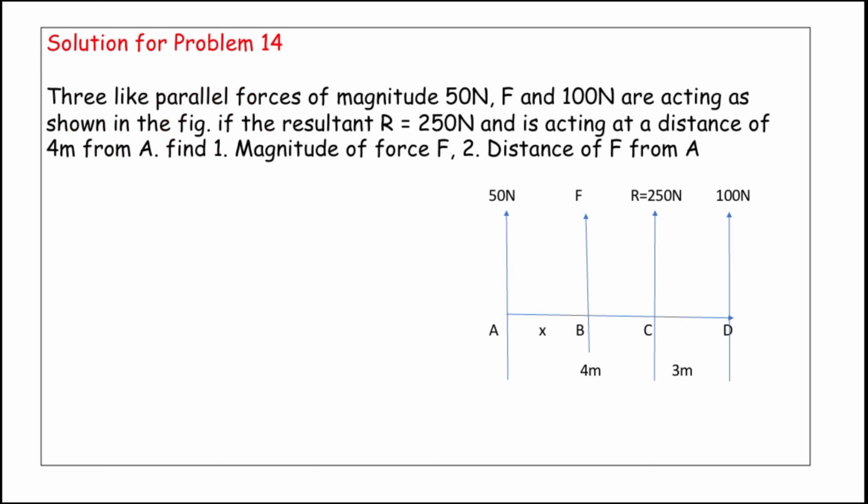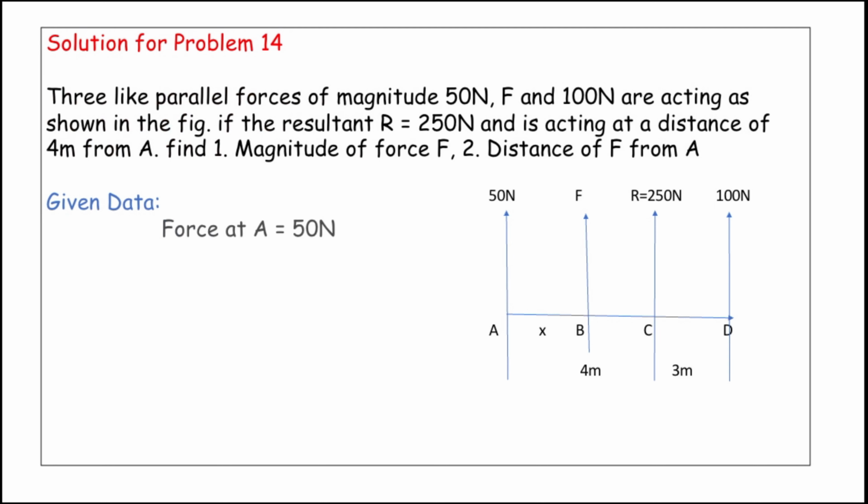Now, see the diagram. The line A, B, C, D is in a straight line. At point A, there is 50 Newton. At point B, force F is acting, at point C the resultant of 250 Newton is acting, and at point D a 100 Newton force is acting. The distance between A and C is 4 meter, the resultant, and C and D is 3 meter. We have to find the distance between A and B, mentioned as X.